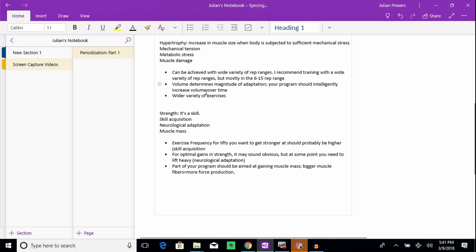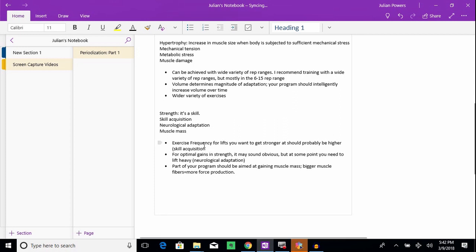Increased frequency of these exercises means that you can get skilled faster at them and that you can work on your skill a lot more. When you lift heavy at something more often, which again, we talked about volume determines the magnitude of adaptation. When you do something more, the magnitude of that adaptation increases. To an extent, obviously, there's a point where this is going to get worse or you'll start overtraining. But the more you lift heavy, the better you'll get.